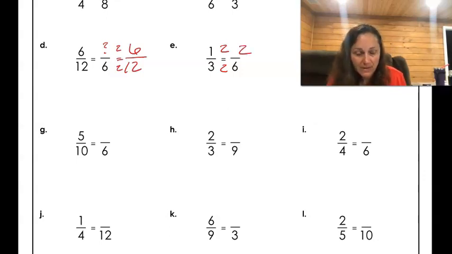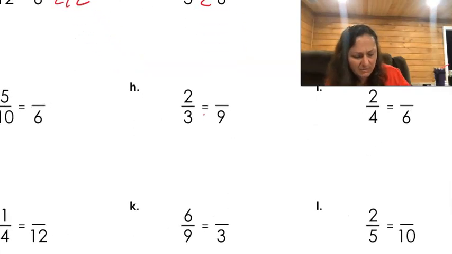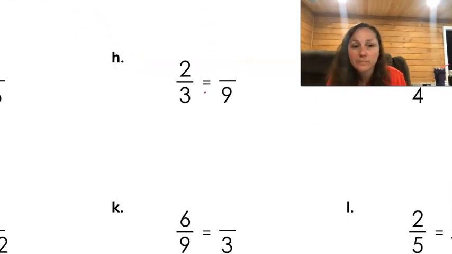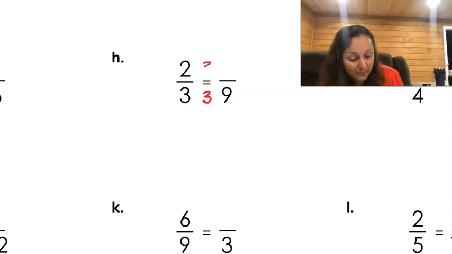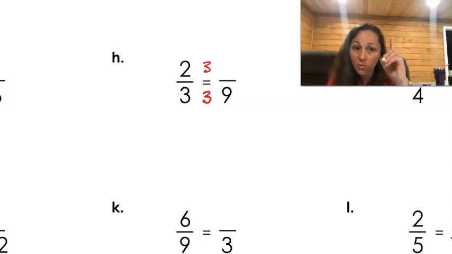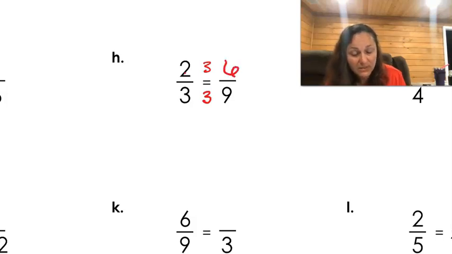Pretty good. Let's take a look at this guy down here. 3 times what gives me 9? 3 times 3. So 3 times 3 gives me 9. What I do to the bottom, I do to the top. Because 3 over 3 is 1. So 3 times 3 is 9. 2 times 3 is 6.